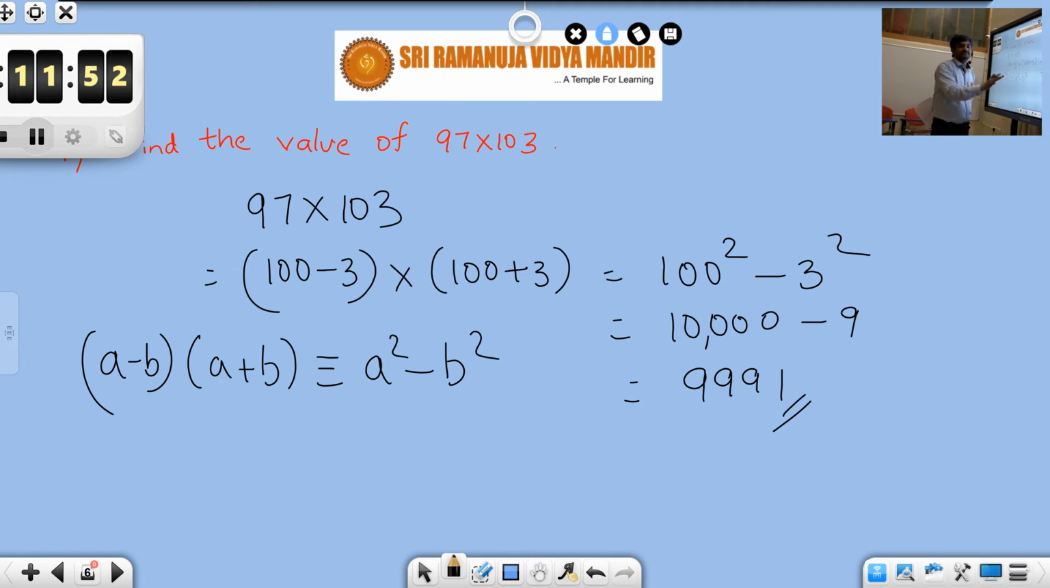You can do this in different methods. The main thing is to save your time in calculation. So always you need to hit upon a method which gives you the right answer immediately, within no time. If you look at this question, by looking straight at 97 into 103, immediately the idea of writing it as a minus b into a plus b should click in your mind. Once we write this as 100 square minus 3 square, and 100 square you can easily say is 10 power 4, that is 10,000 minus 9. So 9,991 would be the answer. So let's look at the next question.